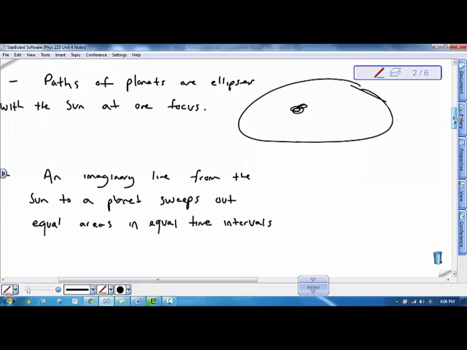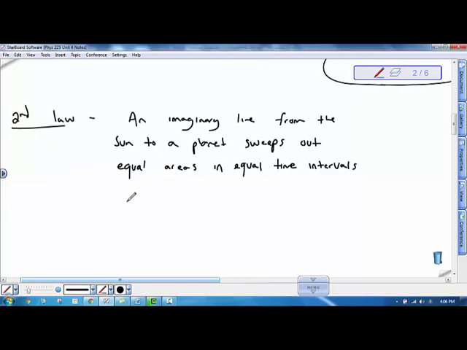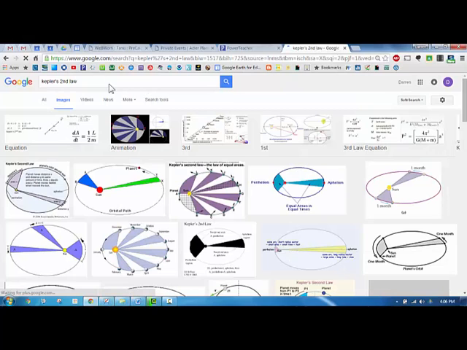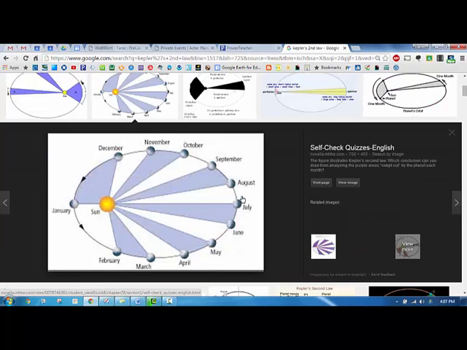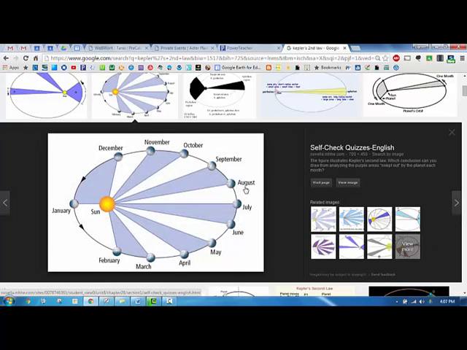But that wasn't it. He also figured out that there are imaginary lines from the sun to the planet that sweep out equal areas in equal time intervals. The best way to look at this is with a picture, like Google Kepler's second law, which I'll do for you. Look at some of these images, it doesn't matter which one you pick. Here are the months of the year, and these time intervals are broken down into a month, and each time interval is the same. So here's December to January, January to February, February to March, and so on.